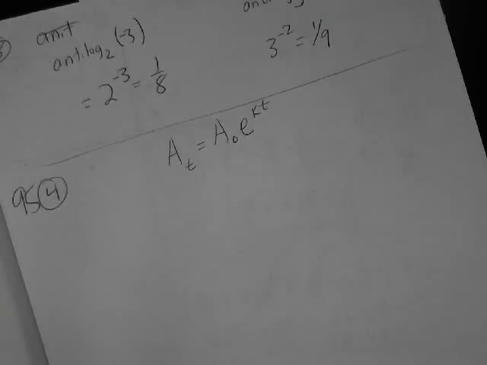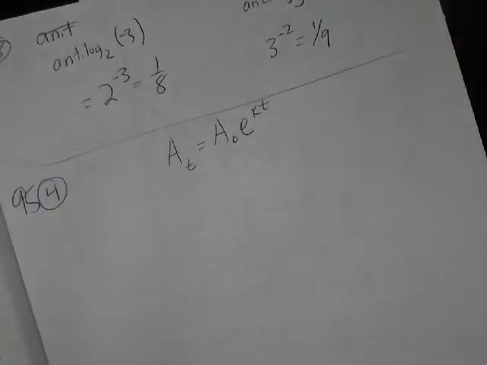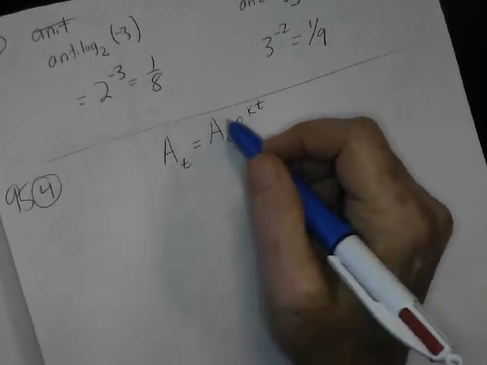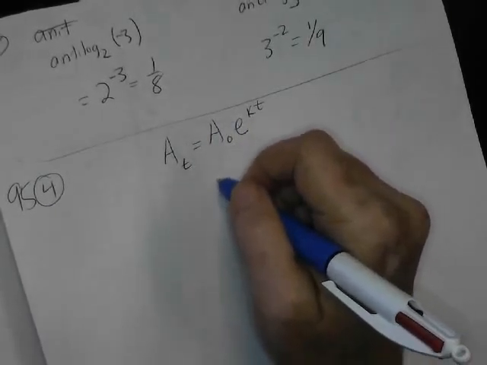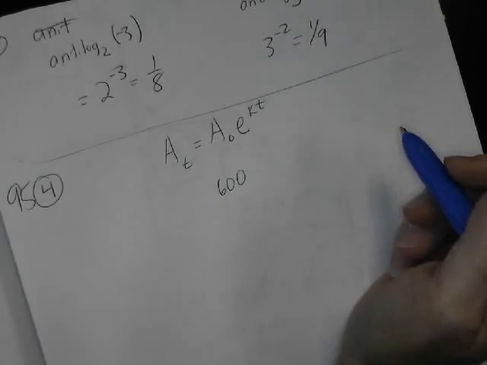Less than 95, number 4. I started reading it, and it looks like exponential decay, so I got out my formula. It says in another room there were also 600, but they decreased exponentially. So I think my starting number at time 0 is 600.